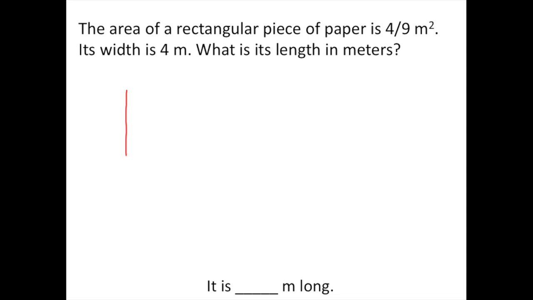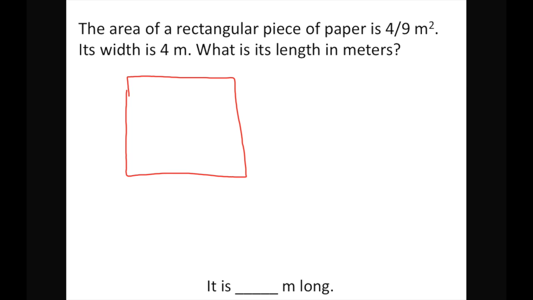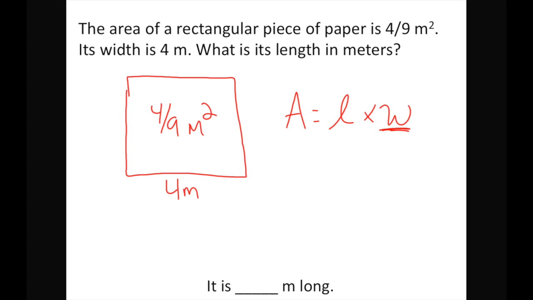I said that you did not have to draw a bar model, but I did want you to draw an illustration. So I know that the area of a rectangle is 4/9 meters long. The width is 4 meters. I know that area equals length times width. And I know the width. I know this factor. I don't know the length.